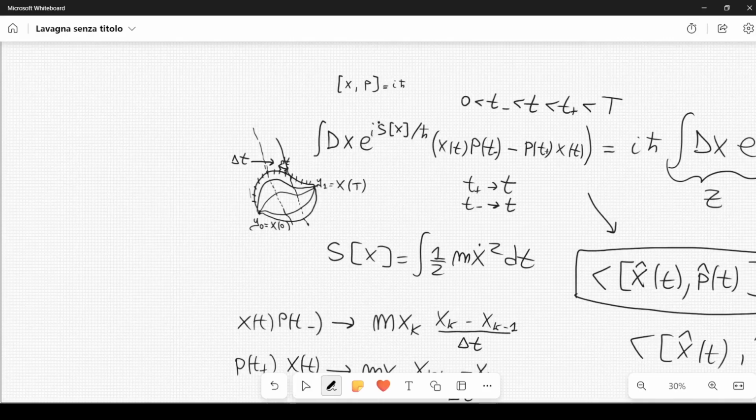It would be easier to motivate it if you didn't have this factor i here, and you would have something like e to the minus S of x divided by h bar. In this case, the complex exponential becomes a real exponential, which decays very fast. But something analogous happens also if you consider such a function, or actually should happen if you consider such a function.